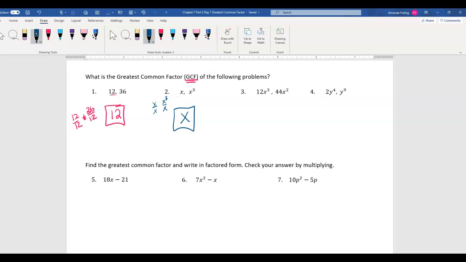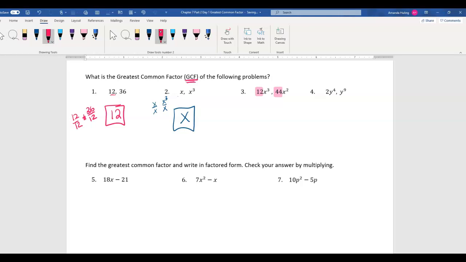For number 3, I have 12x cubed and 44x squared. Let's start with 12 and 44. Remember, I like to start with your smaller number. Can I divide 12 and 44 evenly by 12? I can't divide 44 evenly by 12. So let's work down.